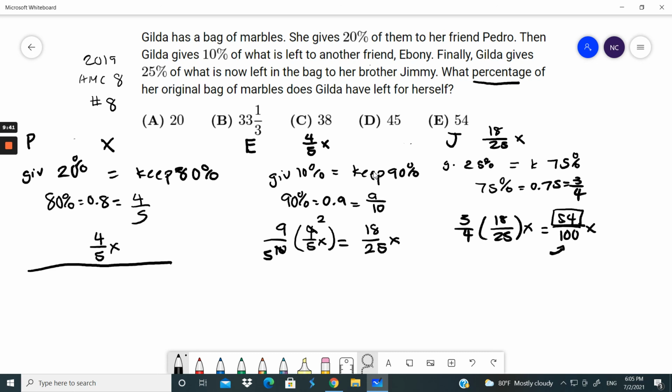So actually, Gilda has 54% of her original marbles. And that is the answer, E, 54.